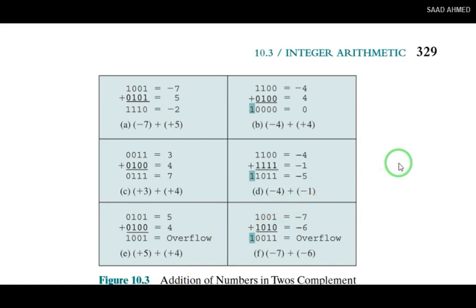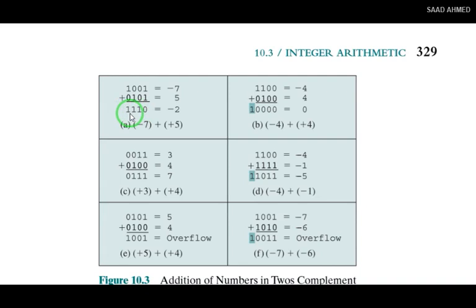Okay, let's look at the addition of numbers in 2's complement. If you look at this, there is a minus 7. You know that this 1 is indicating that it's a negative number, and 001 is the magnitude, so it's minus 7, and this is positive 5, positive because there is a 0 here, and the remaining is 101, which is 5. So if you add them together, you will see that 1 plus 1 is 0, 1 carry comes here, and then 0 plus 1 is 1, and 1 plus 0 is 0.